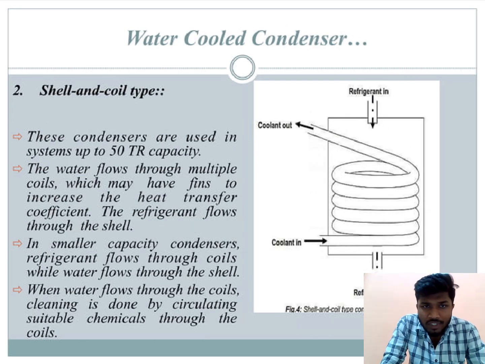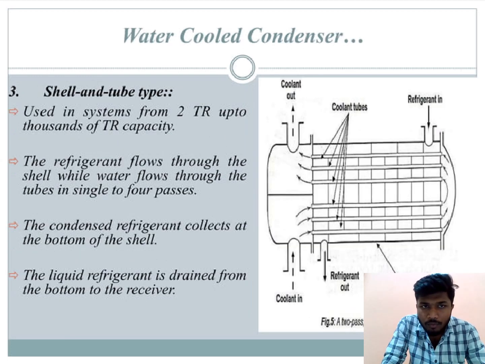In the second type, the shell and coil type, these condensers are used in systems up to 50 TR capacity. The water flows through multiple coils which may have fins to increase the heat transfer coefficient. The refrigerant flows through the shell. In smaller capacity condensers, refrigerant flows through coils while water flows through the shell. When water flows through the coils, cleaning is done by circulating suitable chemicals through the coils.